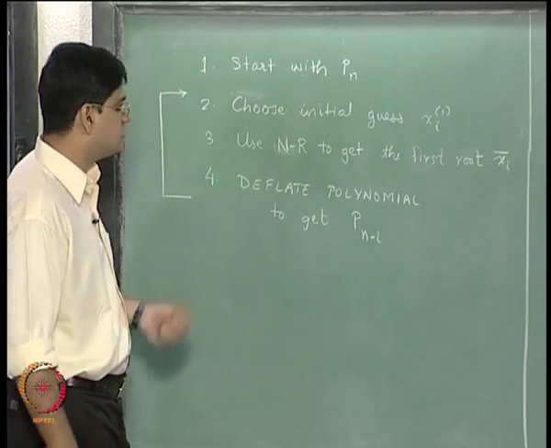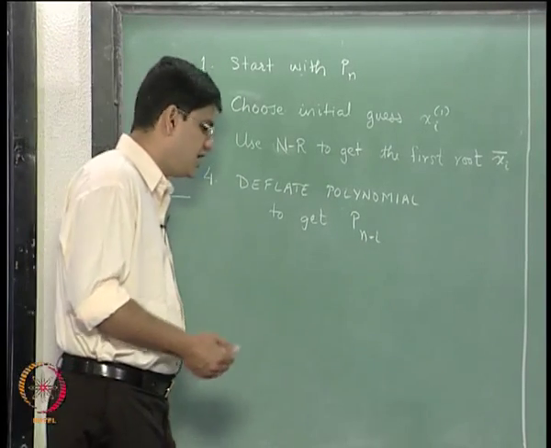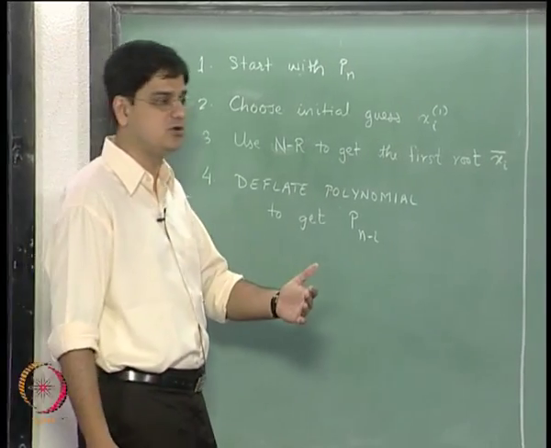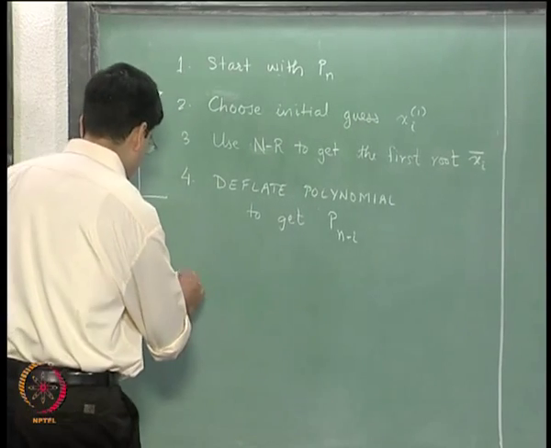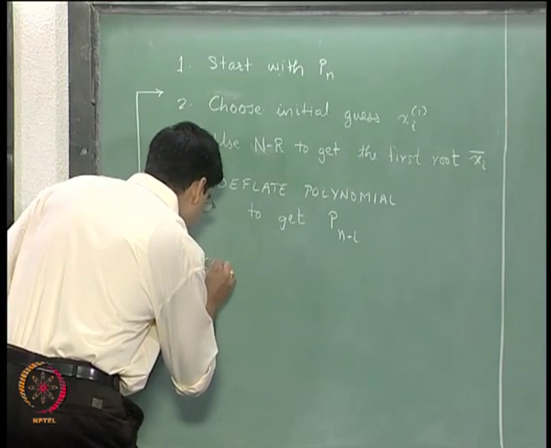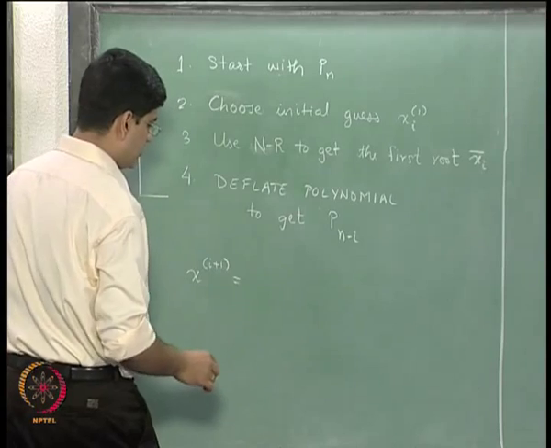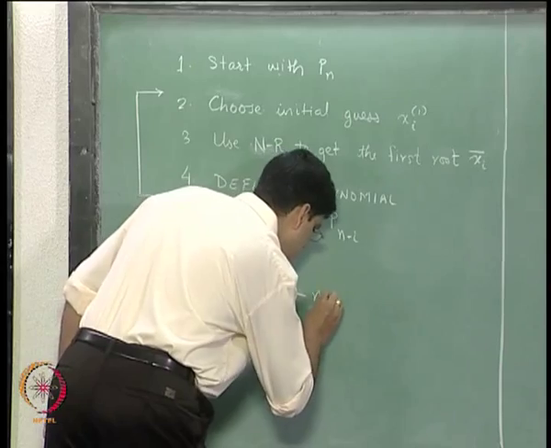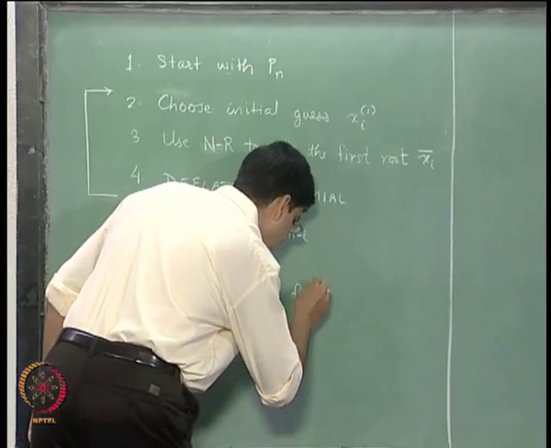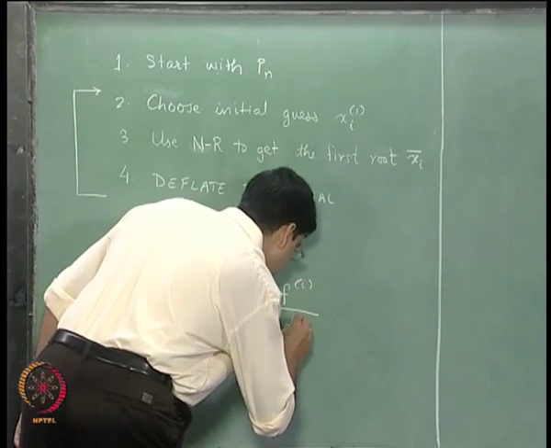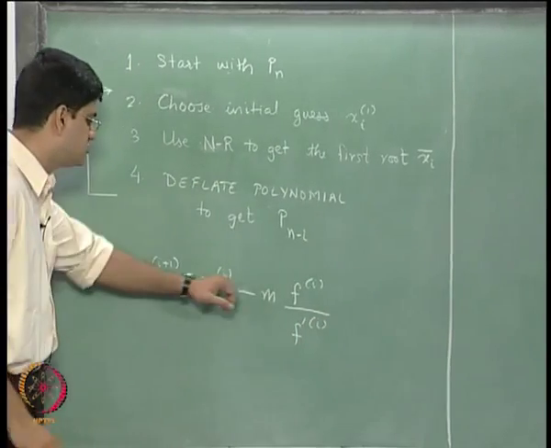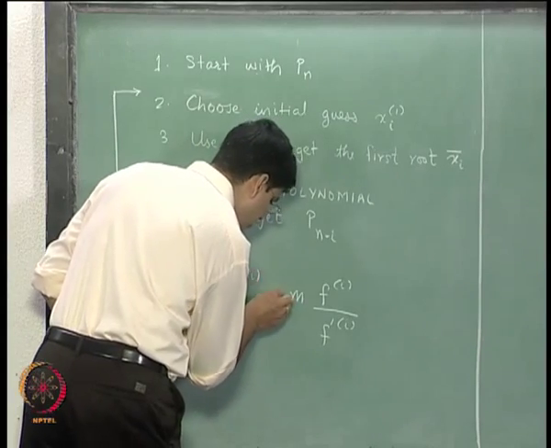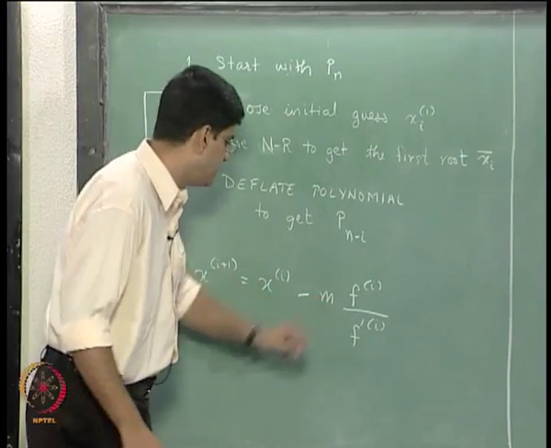But going back to what we discussed in the previous lecture, improvements to Newton-Raphson's method in case of multiple roots, we had said that the improvement would be x_{i+1} equal to x_i minus m times f of x_i divided by f dash of x_i. So this was Ralston's improvement if there are m repeated roots.